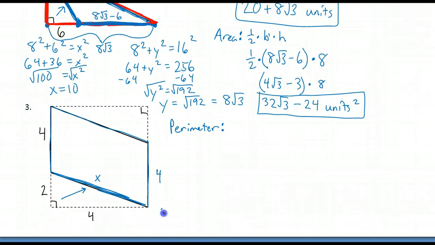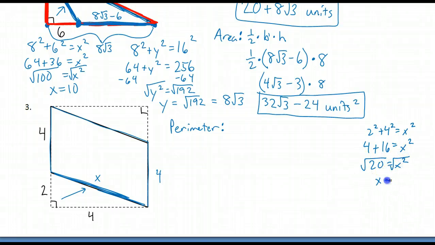So I'm going to take 2 squared. I'm going to do this work way over here. 2 squared plus 4 squared equals x squared. 4 plus 16 equals x squared. 20 equals x squared. So x equals the square root of 20, which simplifies down to 2 square roots of 5. So this side is 2 square roots of 5 long, which means that this side is 2 square roots of 5 long.